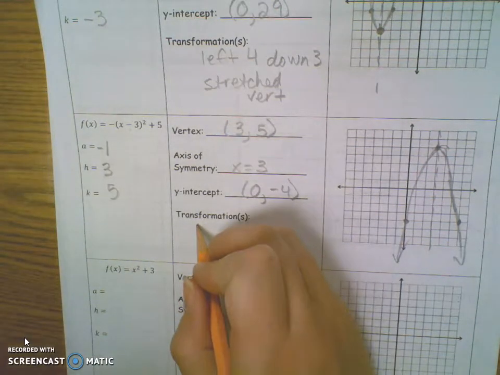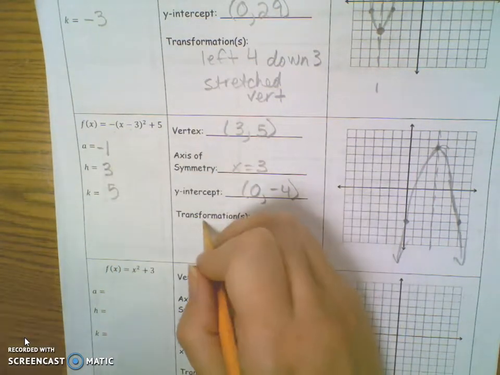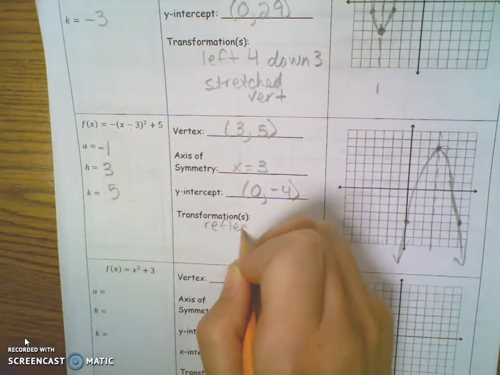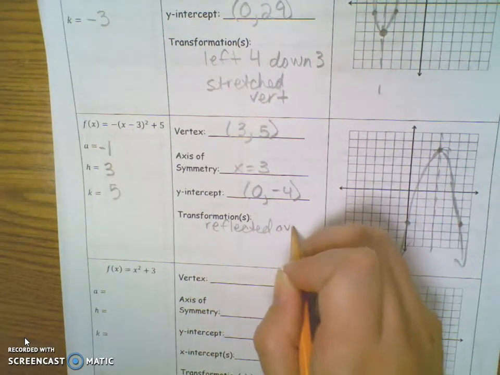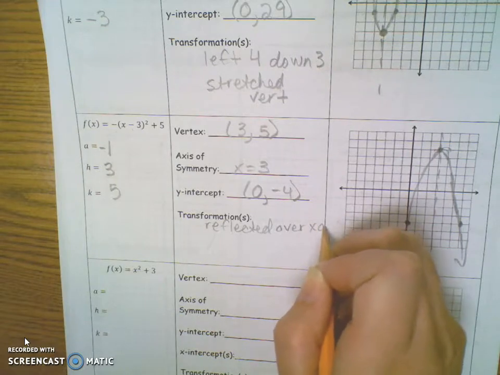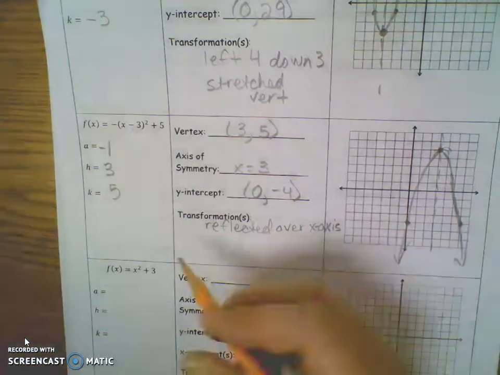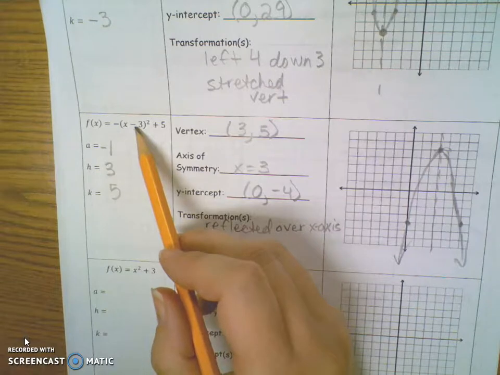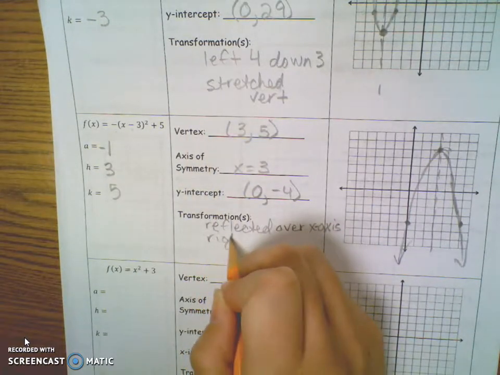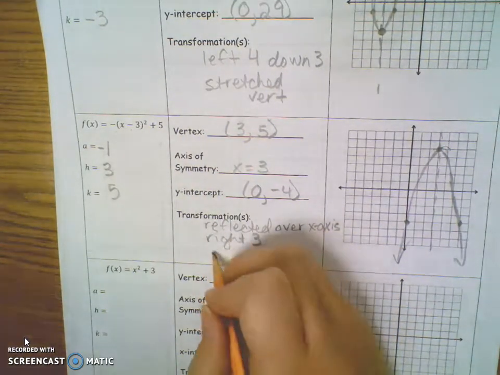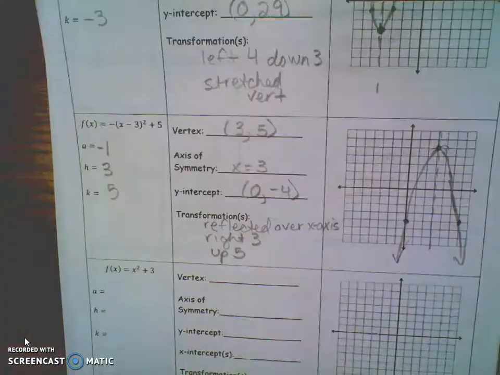And then this one, the negative means it's reflected. Reflected over my x-axis. It is moved to the right 3, and it is up 5.